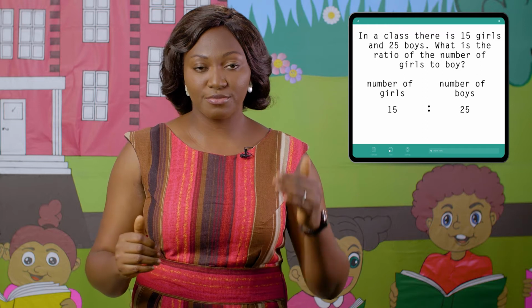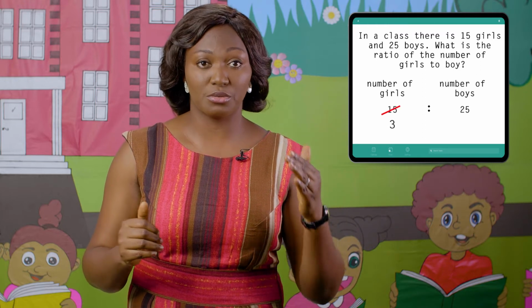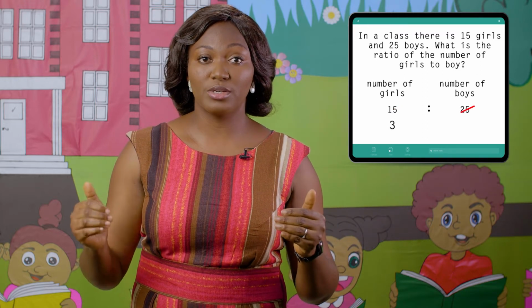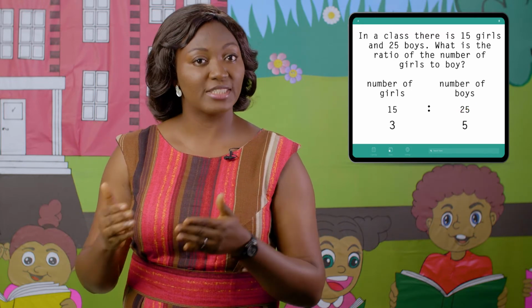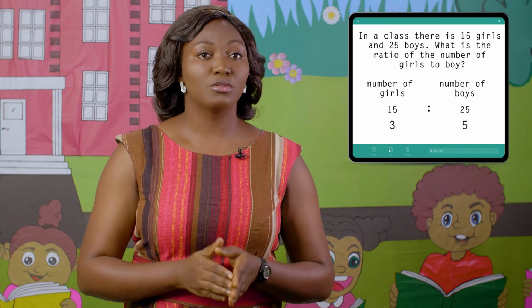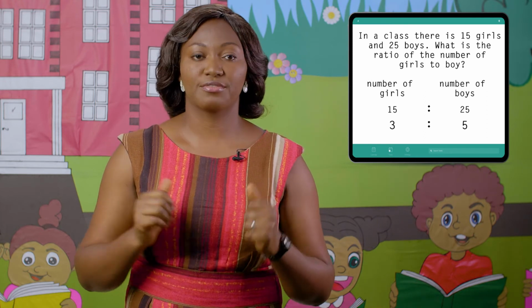And so we have 5 divided into 15 to give us 3, 5 divided into 25 to give us 5. So the ratio of girls to boys in that class will be ratio 3:5.